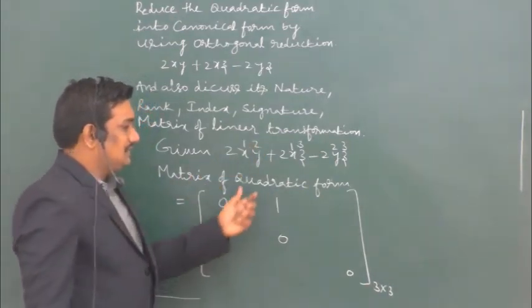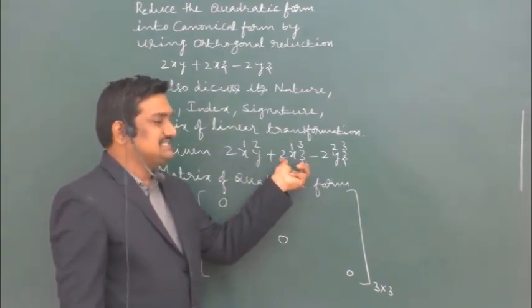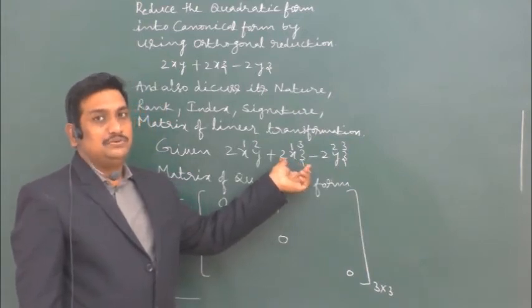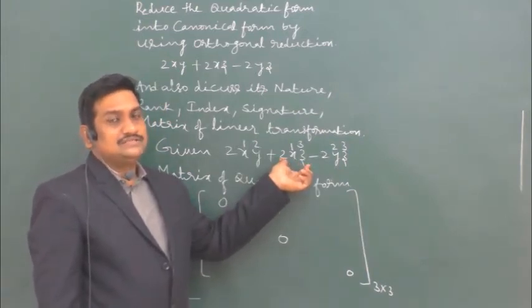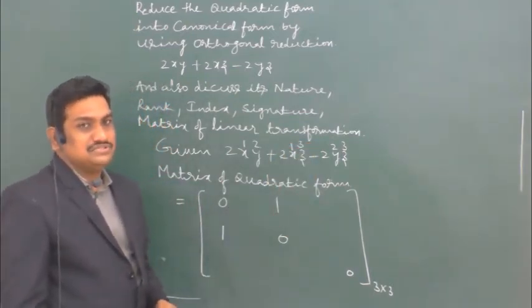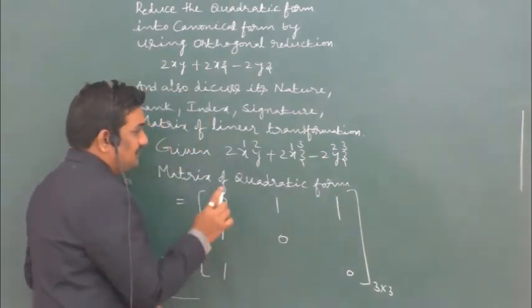Okay, now take the next product term. The product term is 2xz. The coefficient is 2. Divide the coefficient by 2, the new number is 1. So place 1 in the 1 3 position as well as the 3 1 position.